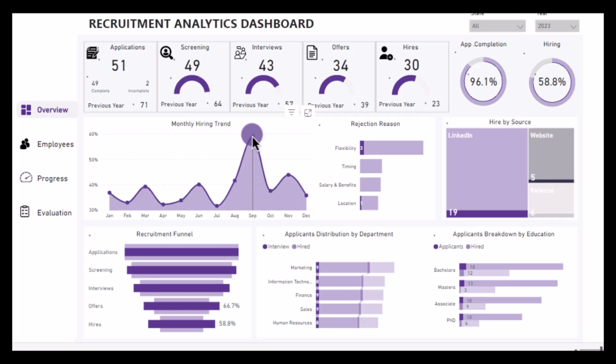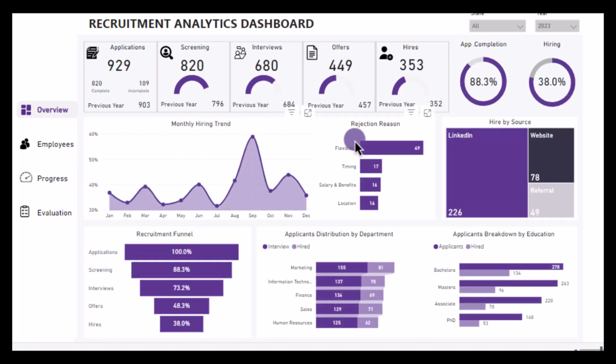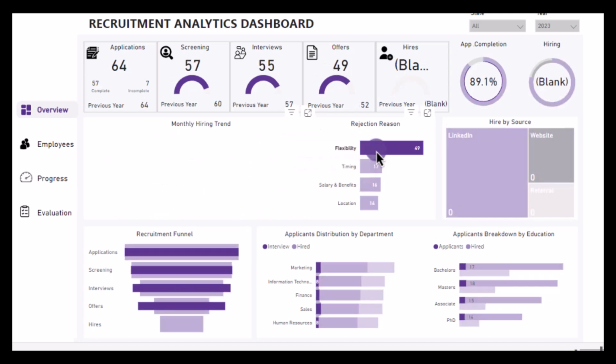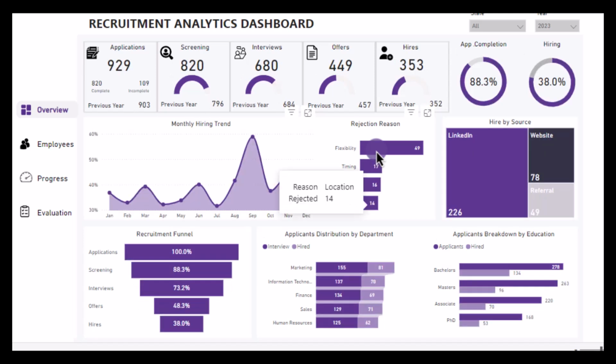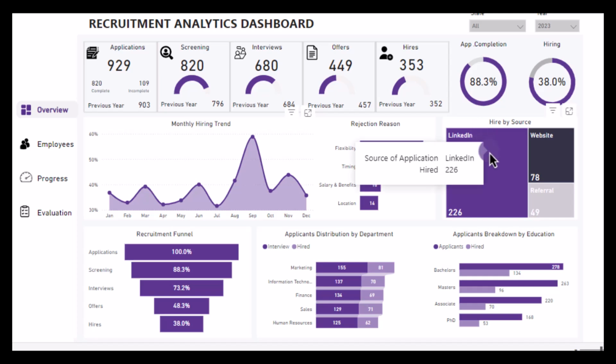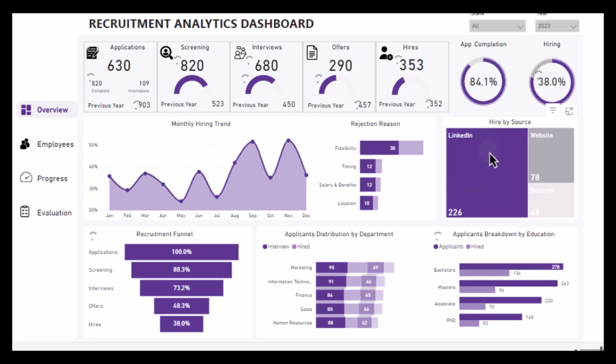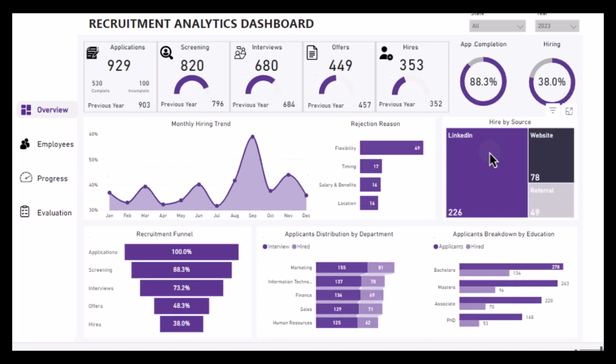After that, we have a bar chart, which is for rejection reason. It is the bar chart highlighting the reasons for candidate rejection, with flexibility being the highest, followed by timing, then salary, and at last location. After that we have another visual which is hire by source. It is a stacked bar chart displaying the number of hires sourced from LinkedIn and websites and referrals. We have higher number of hires sourced from LinkedIn.